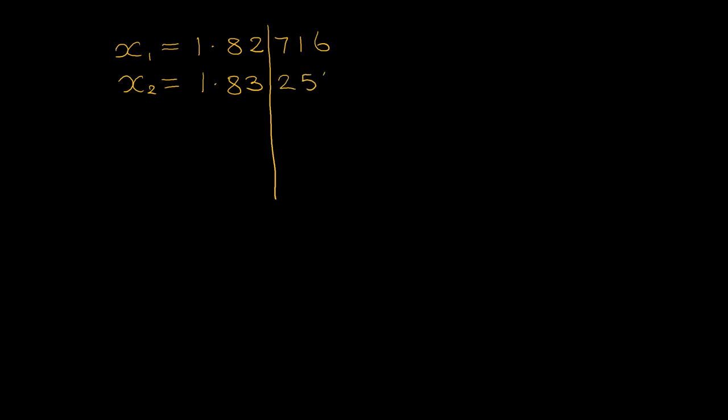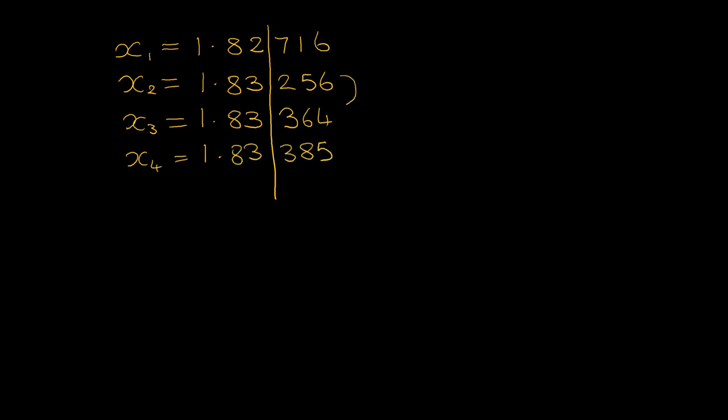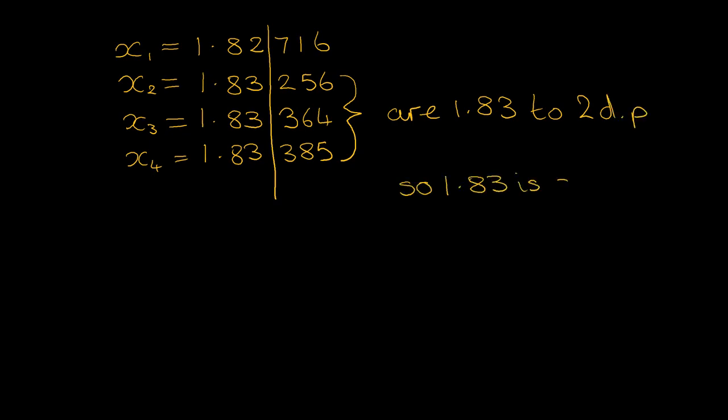So let me write these values out again so it makes it a bit clearer. We've got x1 equals 1.82716, x2 equals 1.83256, x3 equals 1.83364, x4 equals 1.83385. I've tried to put that line in to help you focus on the 2 decimal places, and what you'll see is that x2, x3 and x4 all round to 1.83 to 2 decimal places, and so that's our root.